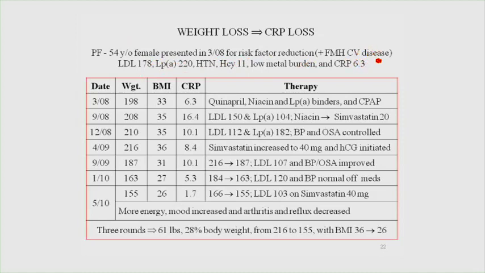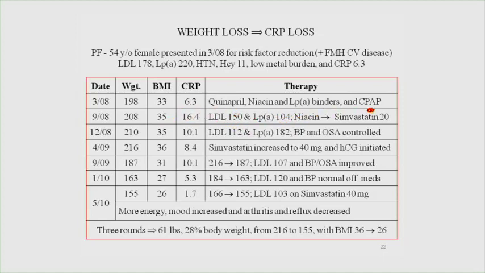You want to see it at 2 or below. And she was overweight. She had a body mass index of 33, normal's 25. I put her on an ACE inhibitor that we'll talk about later, niacin to lower her LDL and lipoprotein A, and binding therapy. We determined she had sleep apnea, which is related to weight. We put her on CPAP. And her weight went up, her LDL fell, her lipoprotein A fell, but her CRP kept going up.